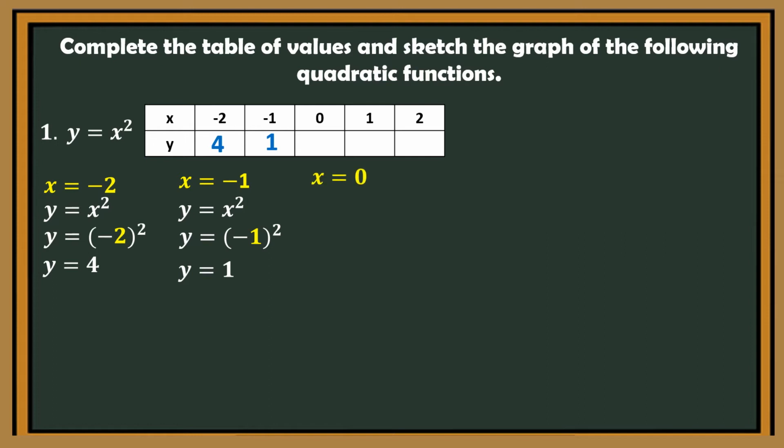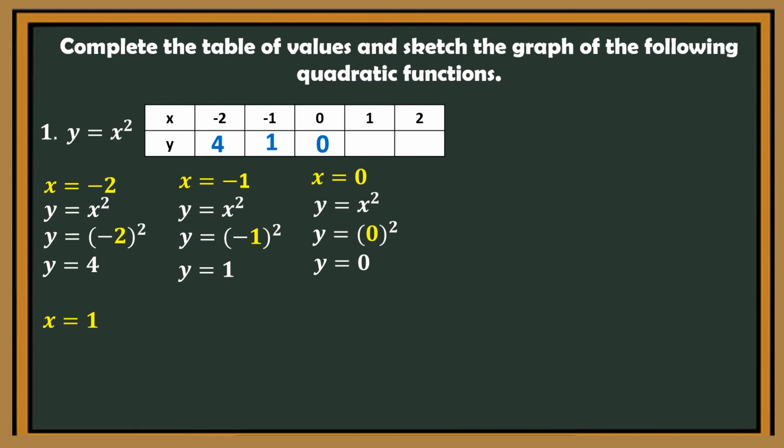What if your x is equal to 0? Let us use again the original equation. Y is equal to x squared. By substitution, y is equal to 0 squared. And 0 squared, that is 0 times 0, therefore, your y is equal to 0. Then, lagay na natin sa table.